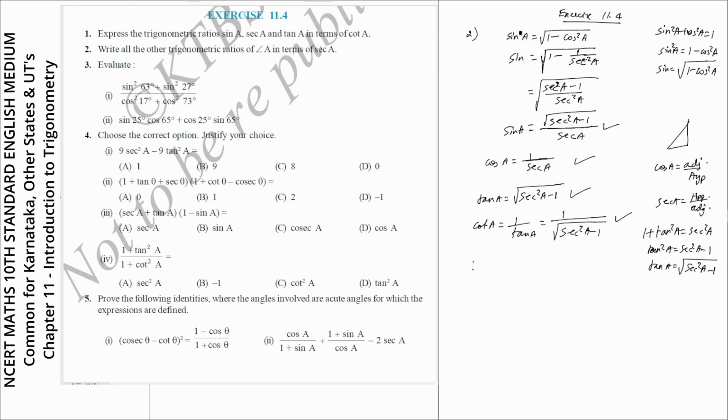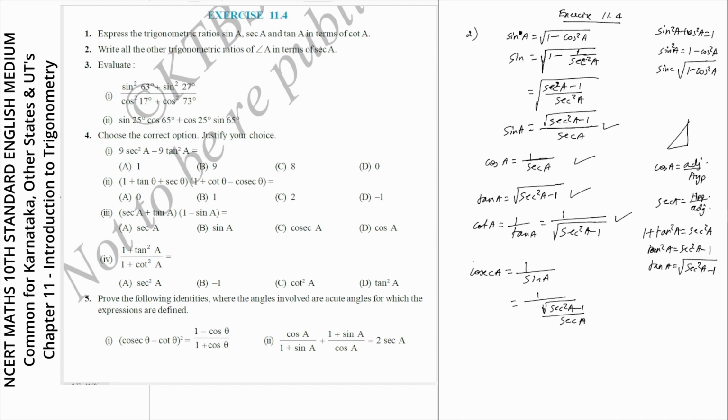Cosecant A I should express now. Cosecant A is 1 by sin A. Sin A we already found out. Sin A is square root of secant square A minus 1 by secant A. So cosecant A is 1 by sin A, which is 1 divided by square root of secant square A minus 1 by secant A.